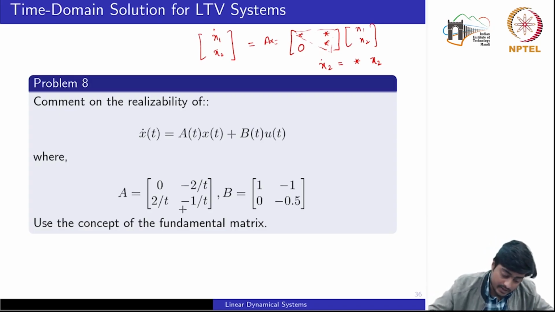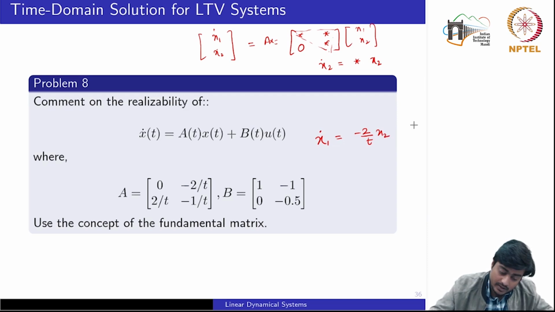But here if we see this A matrix, it is not in this form, because if I write the two equations, we would have x1 dot equal to minus 2 by t times x2 by the first equation. This is only the homogeneous part I am writing.